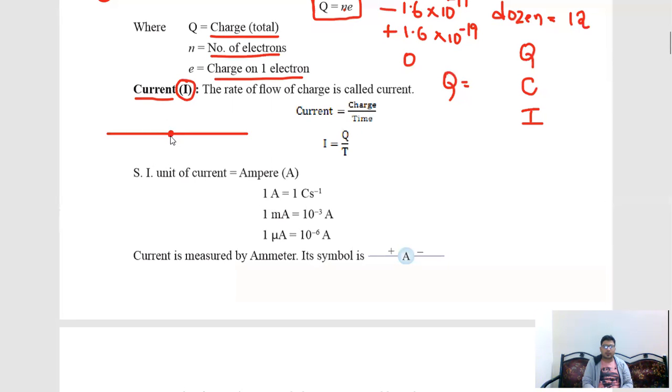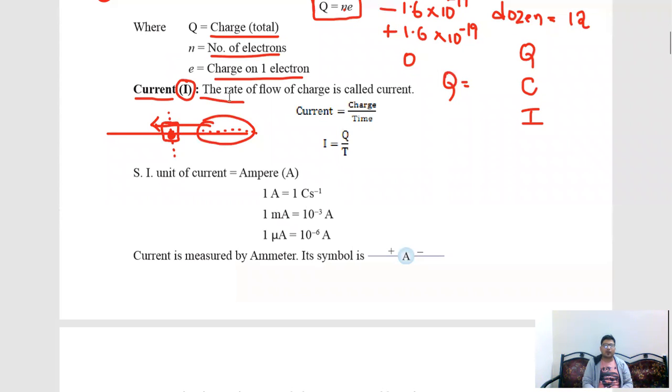For example, this is the point you can take. You see, this is a conductor. We know conductors will have free electrons and all electrons will be flowing in the conductor. If you take this area or this point, how many electrons are crossing that point? So consider this is one point and we have n number of electrons here. So how many electrons are crossing this point? If you calculate, that is meant by current.